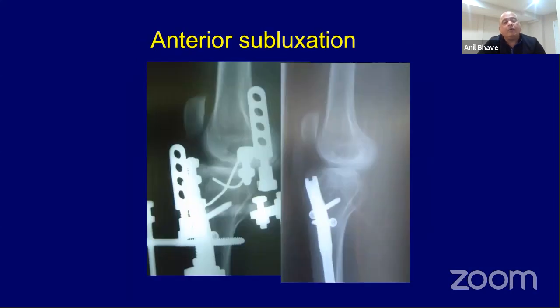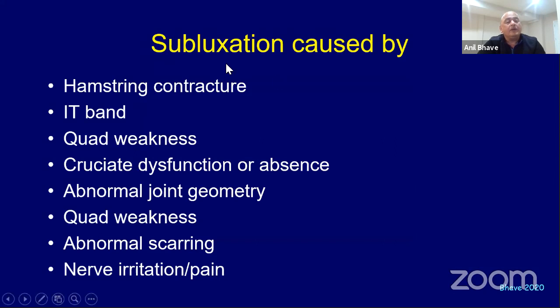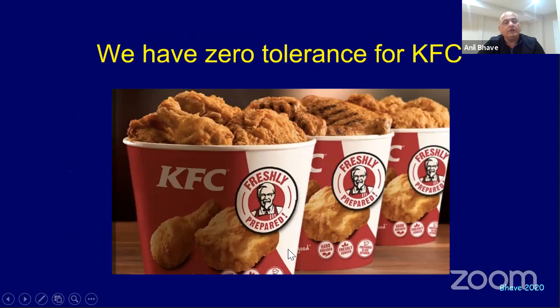We've also seen what we call anterior subluxation in patients with tibial... we have not seen many, but we have seen a few where there's anterior subluxation because of the gastrocnemius being tight, and that causes anterior subluxation. We have seen both. So subluxation is caused by hamstring contracture, IT band, quad weakness, cruciate dysfunction or absence, abnormal joint geometry, abnormal scarring, and nerve irritation.